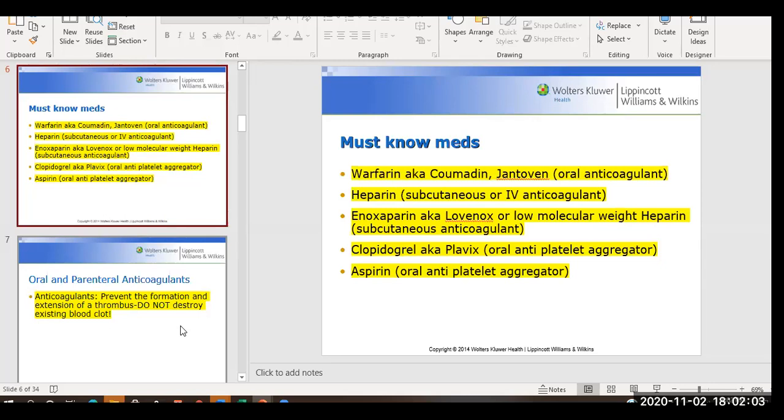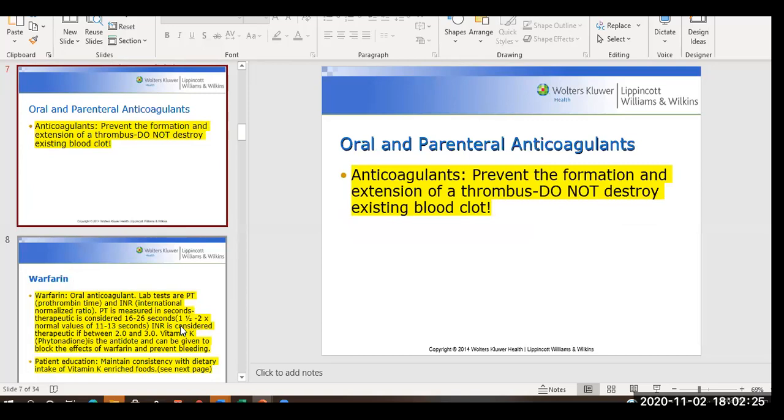And also know that the Board of Nursing and ATI like to call enoxaparin low molecular weight heparin. So you need to know enoxaparin is low molecular weight heparin. It's given subcutaneously. Heparin is given subcutaneously or IV, and warfarin is by mouth. And you also need to know that all of these do not destroy an existing clot. They prevent the formation of new clots, and they'll prevent an existing clot from getting any bigger, but if you have a clot, anticoagulants don't break the clot up. They just prevent new ones from being formed.